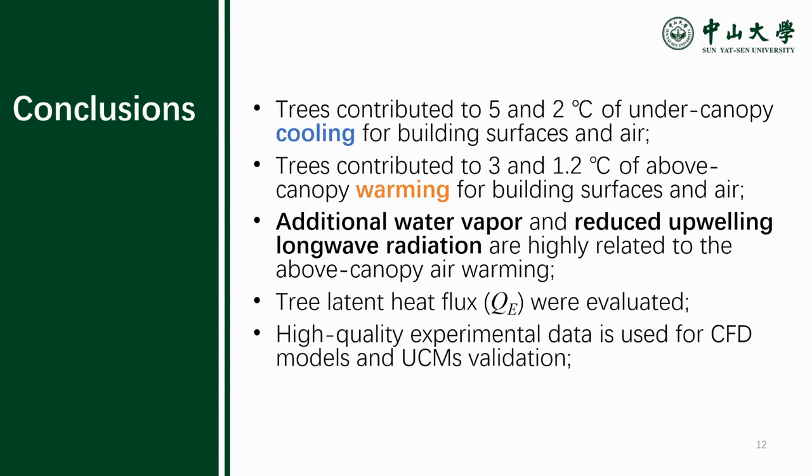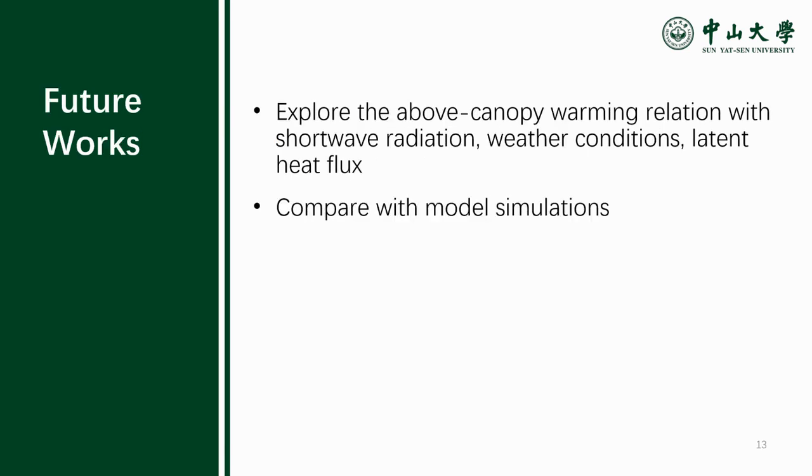Here is the summary of the conclusion. We found that a tree contributes to 5 and 2 degrees Celsius of under canopy cooling for building surface and air, and trees contribute to 3 and 1.2 degrees Celsius of above canopy warming. And the tree latent heat flux was evaluated in our experiment, and such high quality experimental data is very useful for the CFD models and UCM validation.